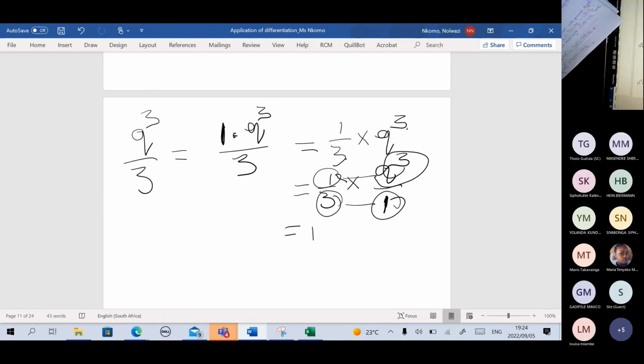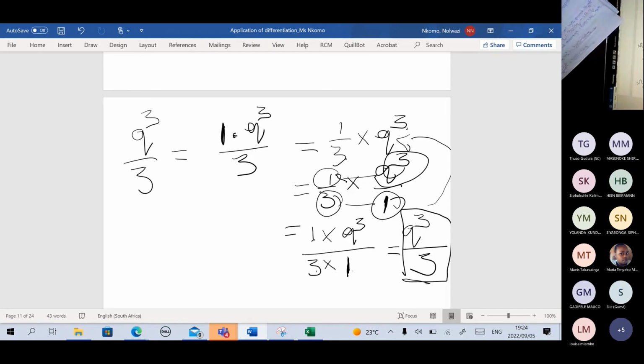So this means we have 1 times q cubed over 3 times 1, right? And this is the same thing as 1 times q cubed, which is q cubed, over 3 times 1, which is 3. That's why, instead of writing it like this, I just decided to write it like this, because it's the same thing, they are equal.